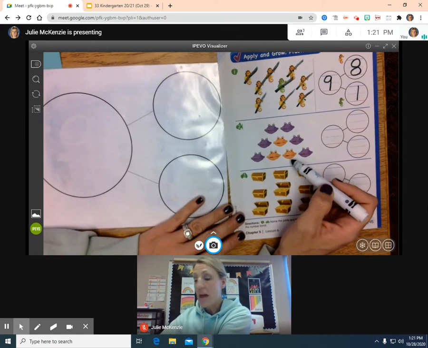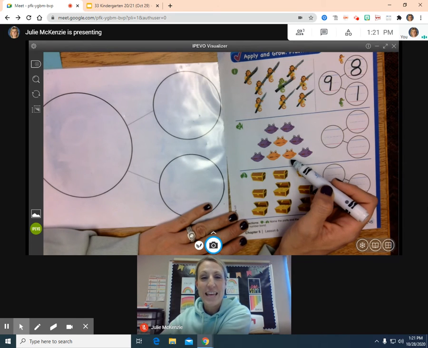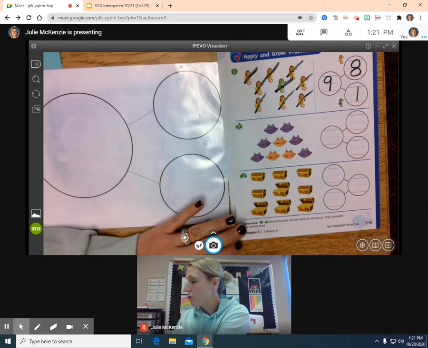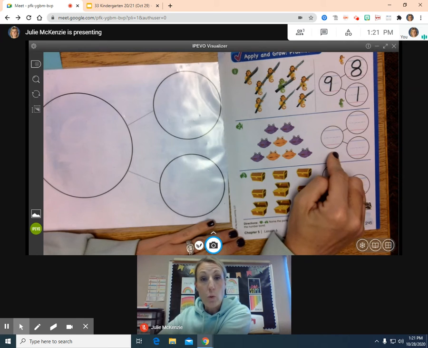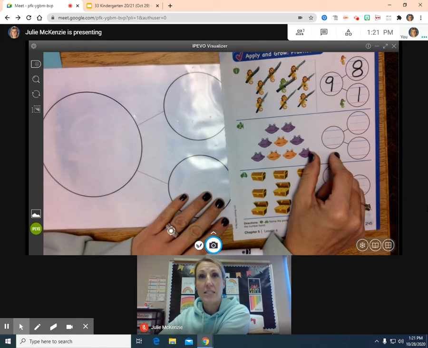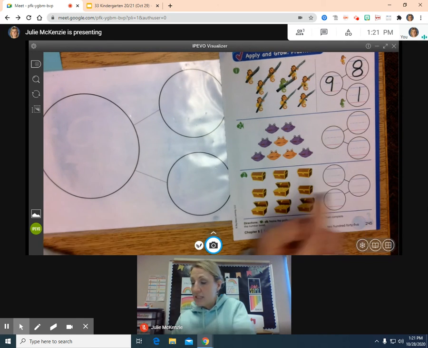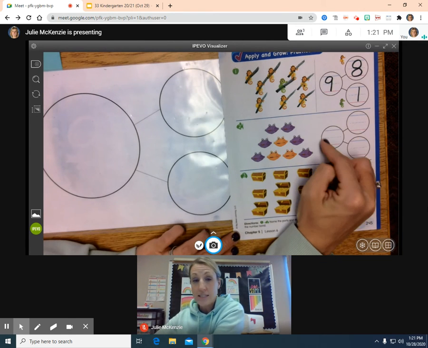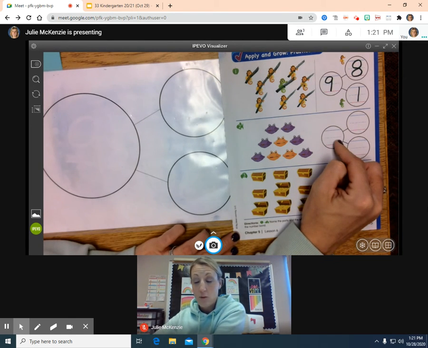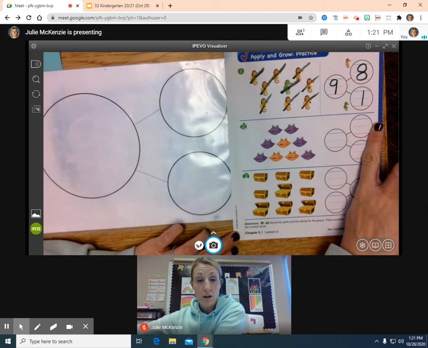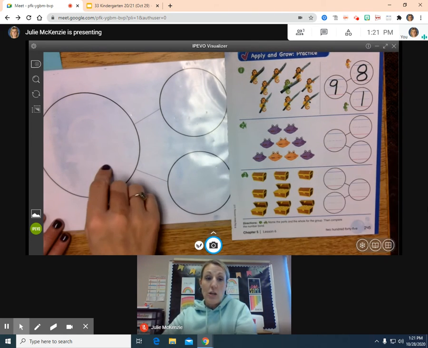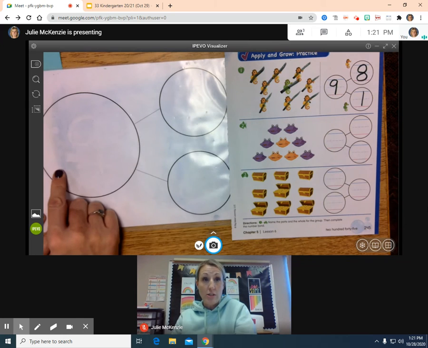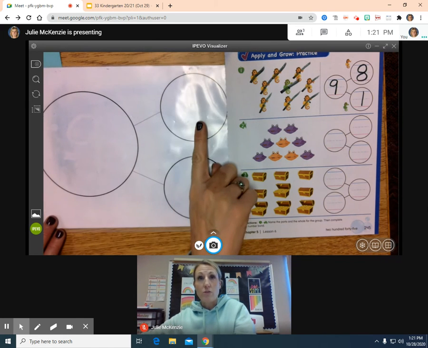All right, now we have some frog faces. Let's count the number for the whole group. And look at the number bond. What way is the number bond facing? It's still the same way as this. The whole group number is on this side with the parts over here. And mine has the whole group number on this side also with the parts over here.